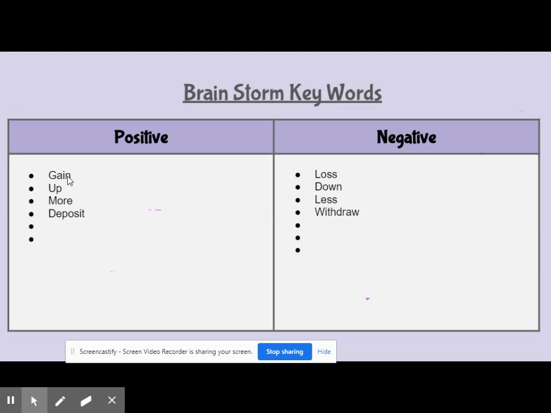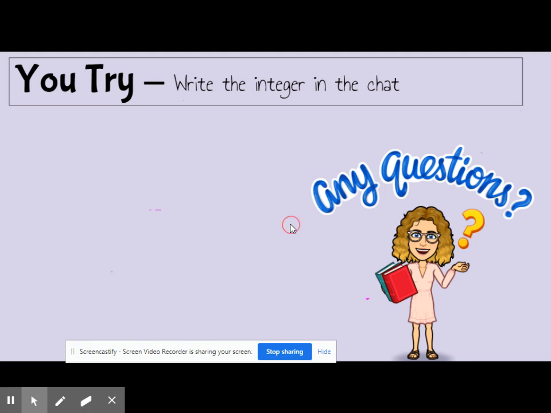Words like gain: you gain weight, that's positive. You lose weight, that's negative. You gain yards, positive. You lose yards, negative. Up, down, more, less. In the money world, when you deposit money, you add money to your account. When you withdraw money, you take money out. For the sake of time, I'm not going to list a bunch more right now, but I will post it on Canvas. You have to know key words that mean positive and negative.